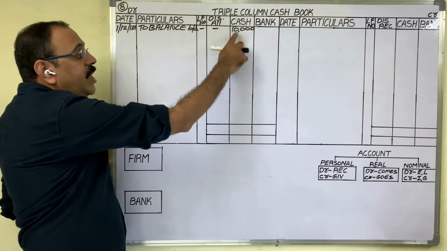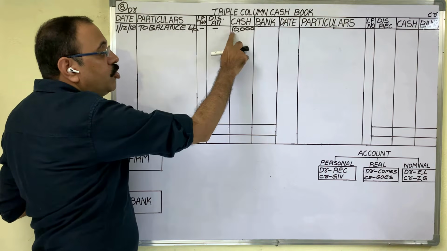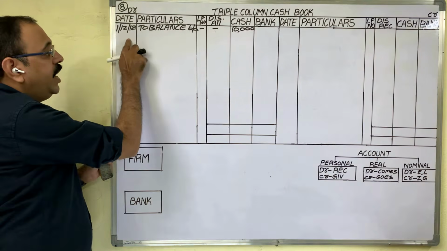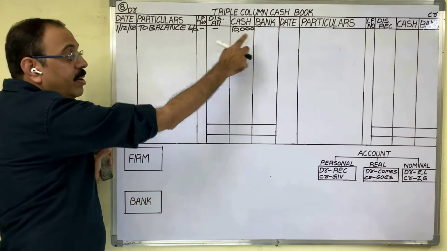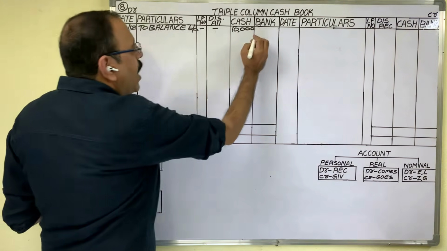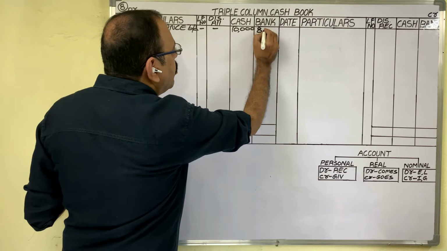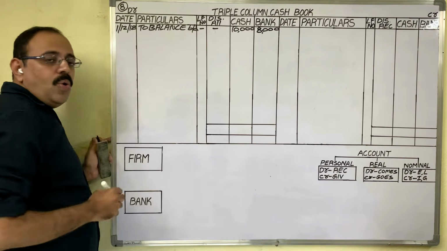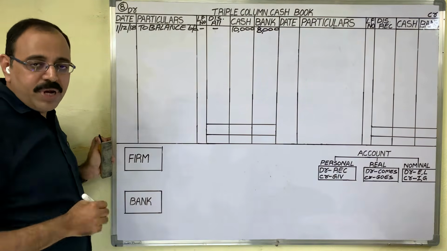As the same dates are given for 10,000 rupees and 8,000 rupees, again you need not write the date and "To balance brought down" for the bank column. So in the same line, in the bank column, you can directly write the amount. Bank balance is 8,000 rupees.